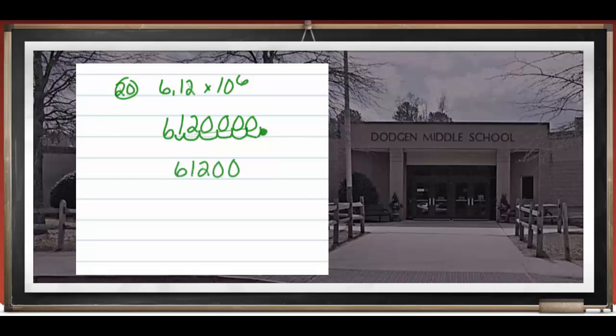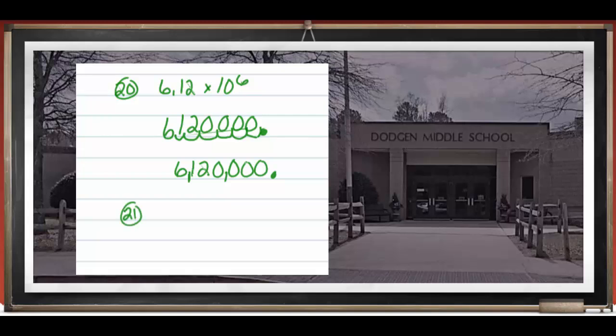612 with 4 zeros following it. 1, 2, 3, 4. Now that I'm dealing with a large term, we're going to add our commas so that our notation looks cleaner. And I can go ahead and put my decimal at the end just to make sure that I know where it's at. So we end up with 6,120,000.